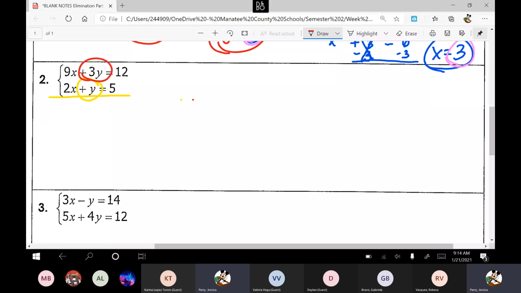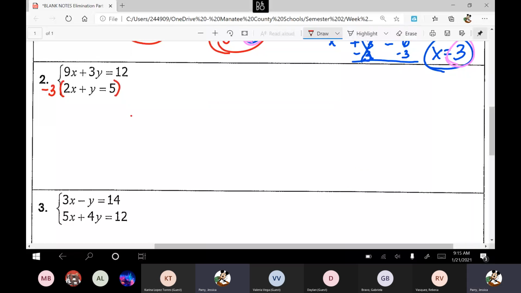You can write in the chat. What is the opposite of positive 3? Write in the chat for me, please. Awesome. The opposite of positive 3 is negative 3. So we're going to multiply that entire second equation by negative 3.